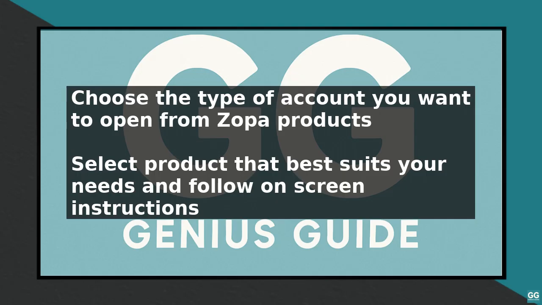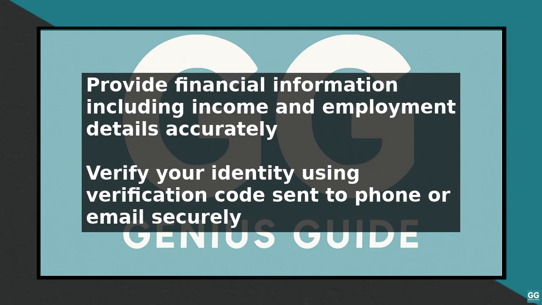After verifying your identity, you will be given a decision on your application. If you are approved, you will be able to access your online banking account and start managing your finances. If you are declined, you will be given a reason for the decision and advice on how to improve your credit score.